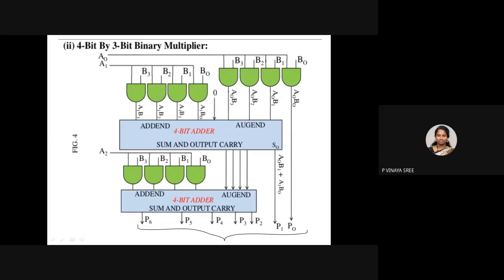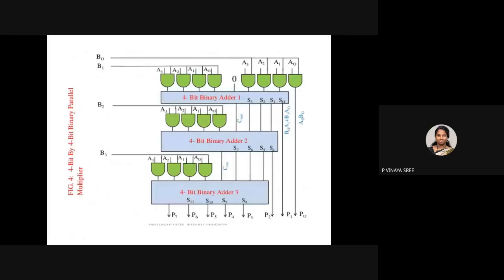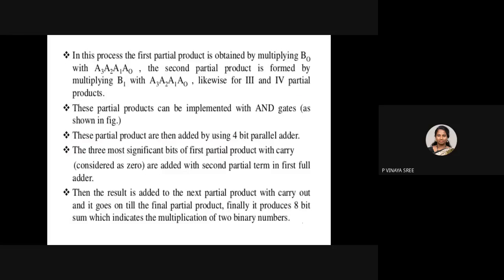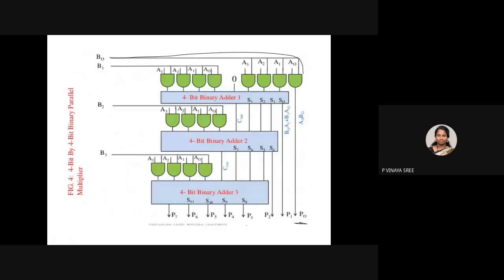This is your 4 operands. These are your 4 operands, B0, A0, B0. So B0 is common, and the remaining is A0, A1, A2, A3. I already said that the first one will be given directly to P0. So according to this diagram, the first AND gate output we are giving directly to P0.